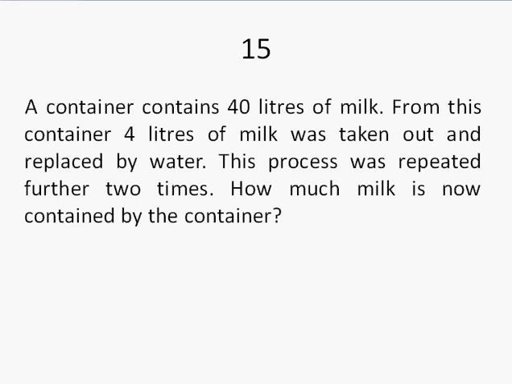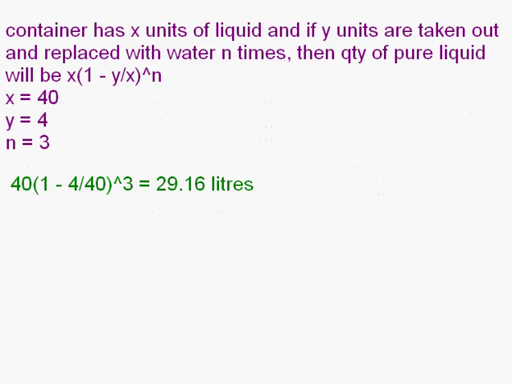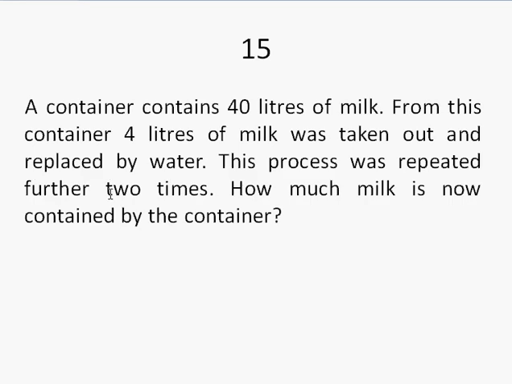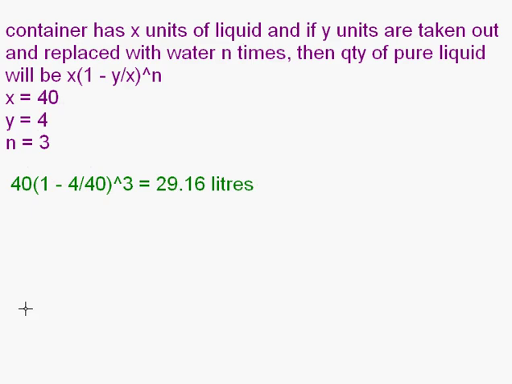Okay, so now look again. The container has x units of liquid, and the question says a container contains 40 liters of milk. From this container, 4 liters of milk was taken out and replaced by water. This process was repeated further 2 times. How much milk is now contained in the container? Use this formula, put in the values x, y, and n. You will get the answer. This answer will show the quantity of pure liquid here. That liquid is milk.